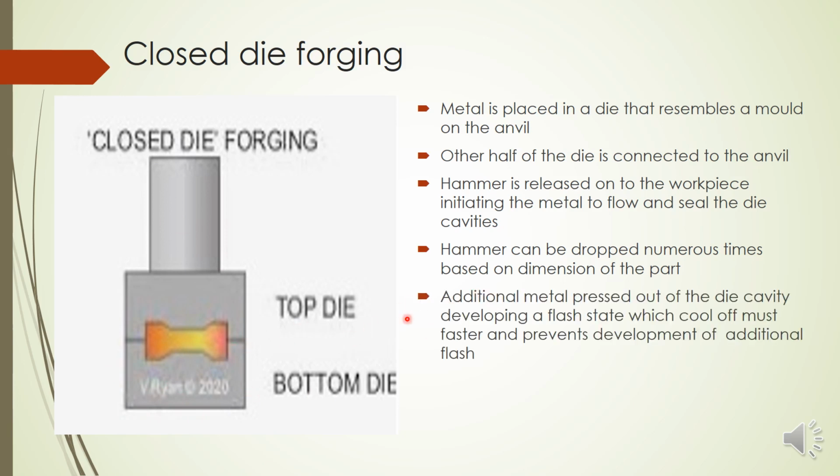And here the additional metal pushed out of the die cavity develops a flash. So a small part of the metal will be moving through this small gap, and it develops a flash which cools off immediately and prevents the development of additional flash. So flash means that by this strong force, a small part of the metal will try to escape through this small gap, but it will cool rapidly and it will prevent the movement of further metal. So this we can remove later. So that is about closed die forging.